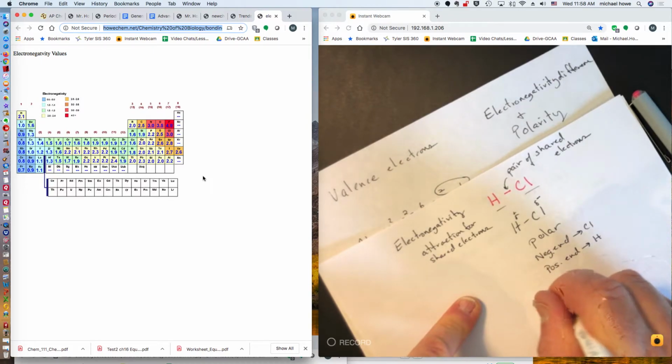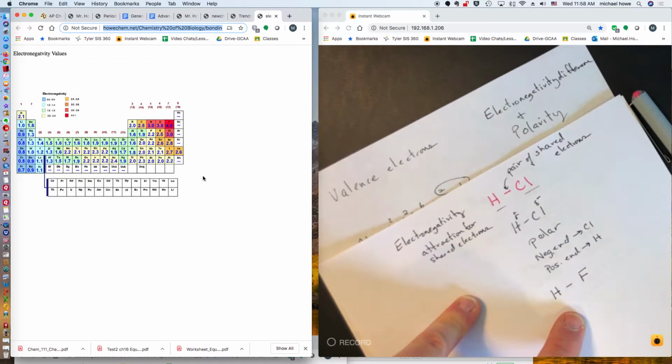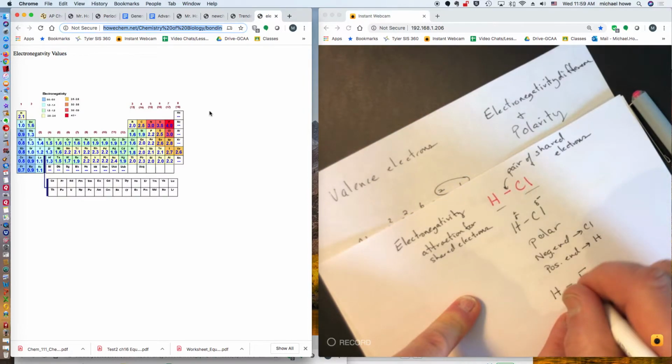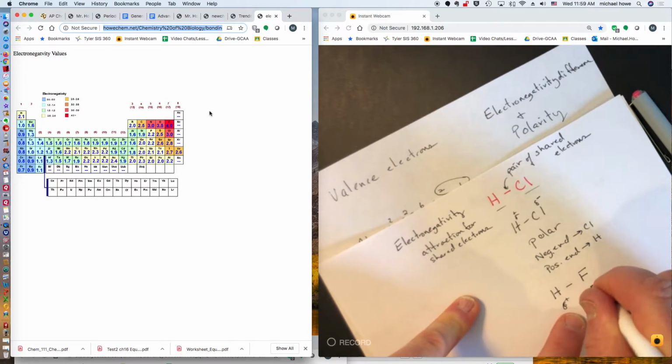All right, now what if I have HF? Okay, well look at F. F is 4, H is 2.1, so 4 and 2.1. So that means the electrons are going to move toward the fluorine again, so that's going to be partially negative, and that's going to be partially positive. So once again, you got a negative end and a positive end. Which one is a stronger magnet?